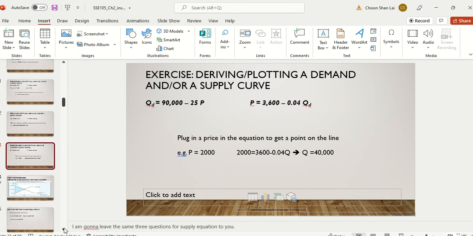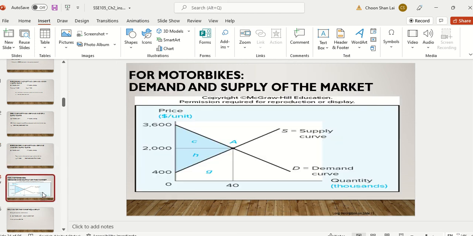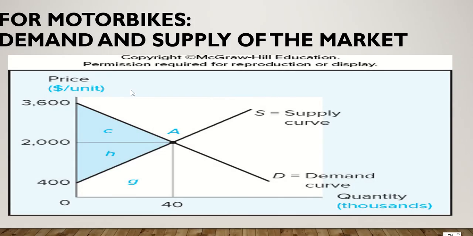So next thing is we want to solve for the market equilibrium. The market equilibrium occurs when the quantity demanded is equal to the quantity supplied. So graphically, that occurs at the intersection here, where the demand curve crosses the supply curve. So in this case, the equilibrium quantity is 40,000 motorbikes, and the equilibrium price is $2,000.